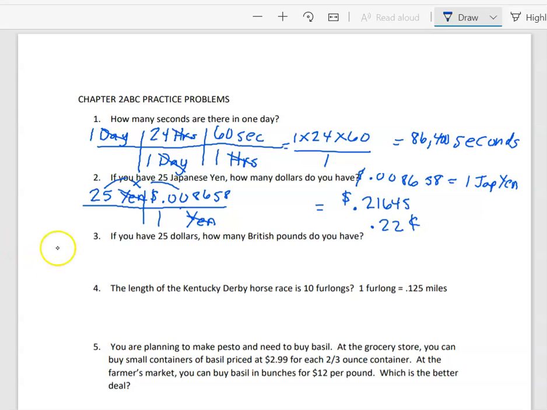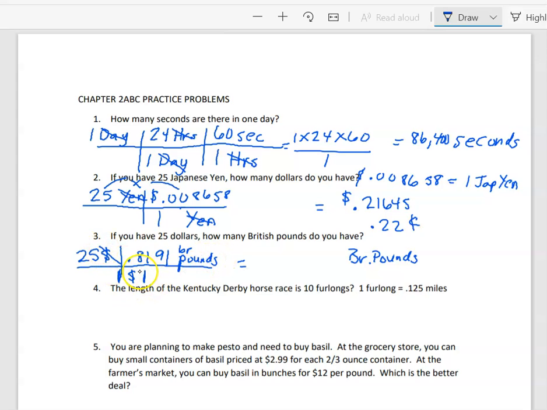Okay, if you have $25 and you want to change it to British pounds, then I'm going to have my dollars cancel out. So I'm going to have to know something about dollars. On the table, it says that $1, and it doesn't matter whether you put it on the top or the bottom, is equal to 0.8191 British pounds.